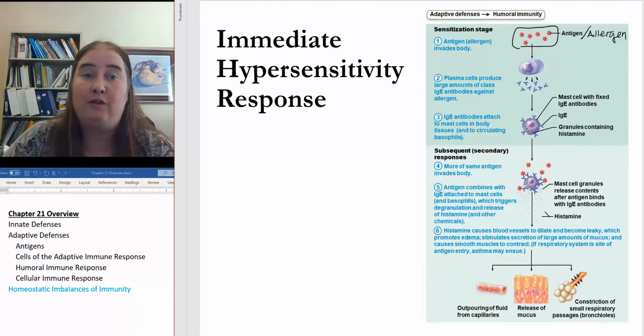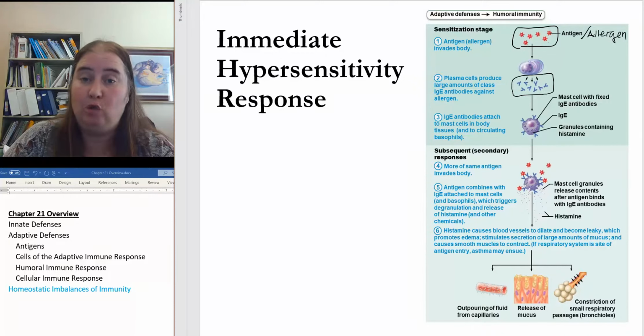Okay, first encounter. This allergen enters the body. T helper cell causes interleukin 4 to be released. Interleukin 4 targets our plasma cells and causes our plasma cells to produce a large amount of IgEs against this allergen. Okay? Now, these IgEs go and they bind to our mast cells and our basophils.